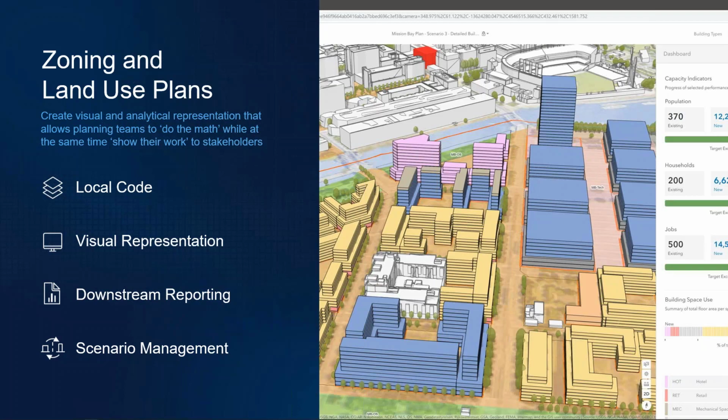And these plausible buildings respond to allowable space uses, coverage variables, and FAR, floor area ratios, that are usually contained in zoning codes or in overlays. So these visual representations drive detailed downstream reporting and scenario planning, really at that parcel level.